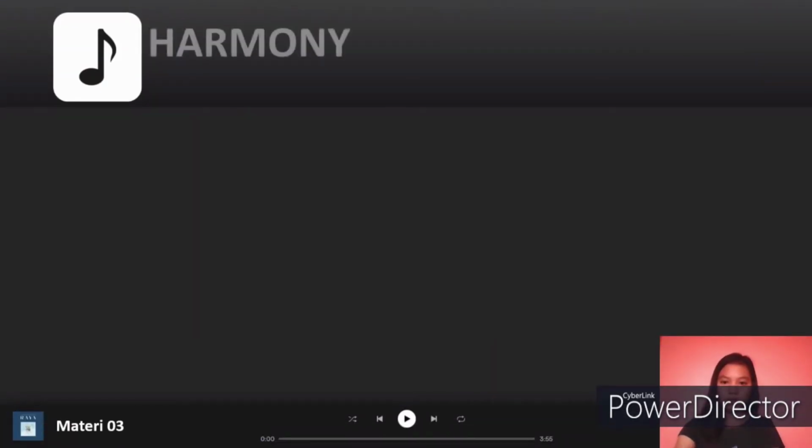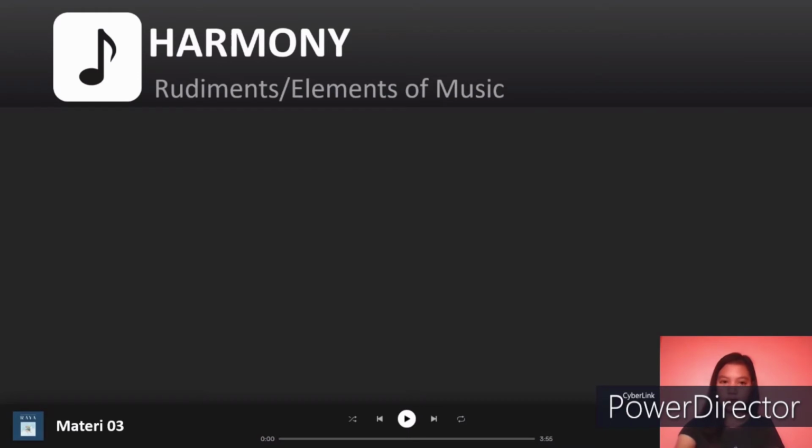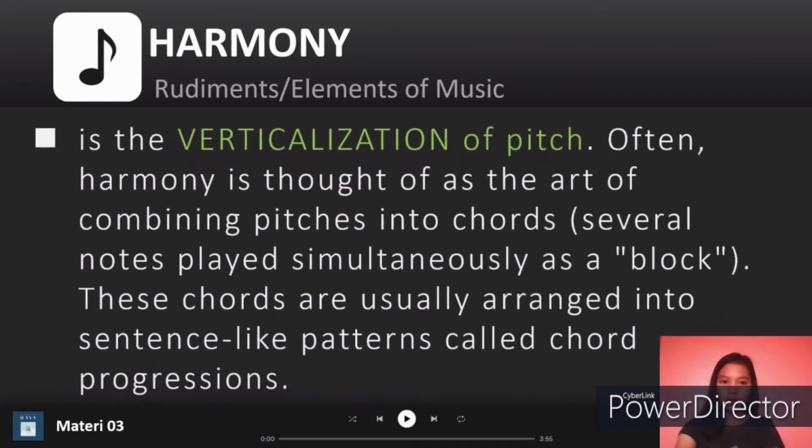Next is the harmony. Harmony is the verticalization of pitch. Often, harmony is thought of as the art of combining pitches into chords. Several notes played simultaneously as a block. So, ito yung sound of two or more notes heard simultaneously. It is the supporting pitches that accompany a melody.